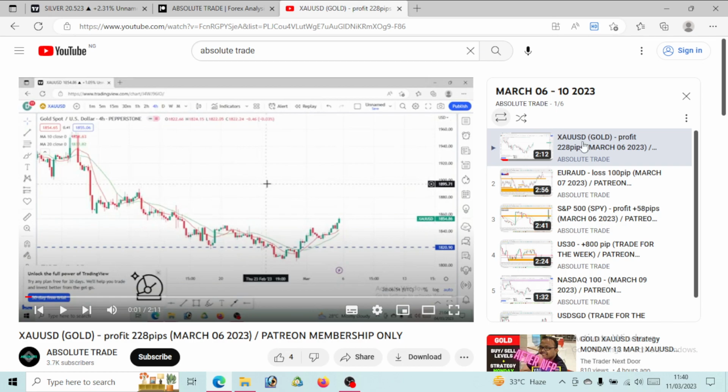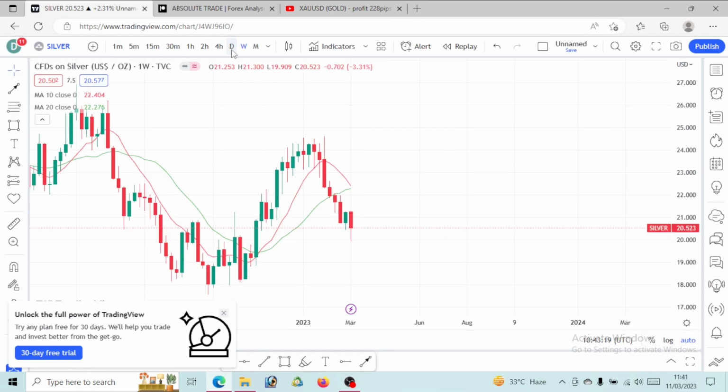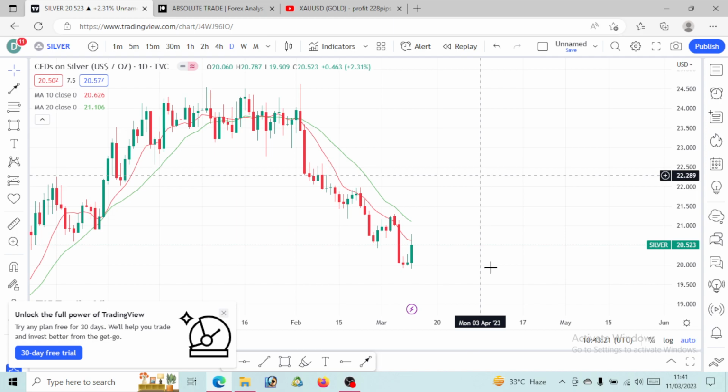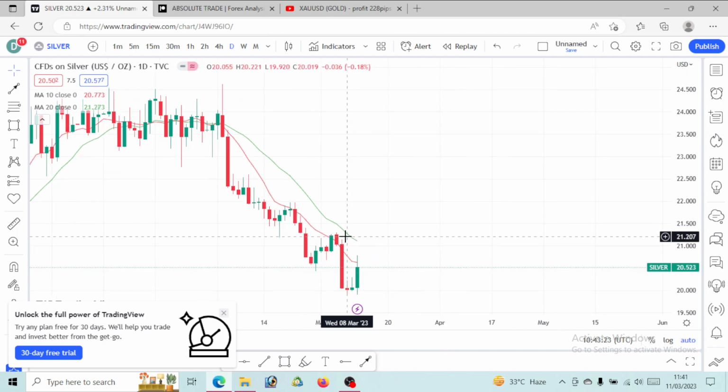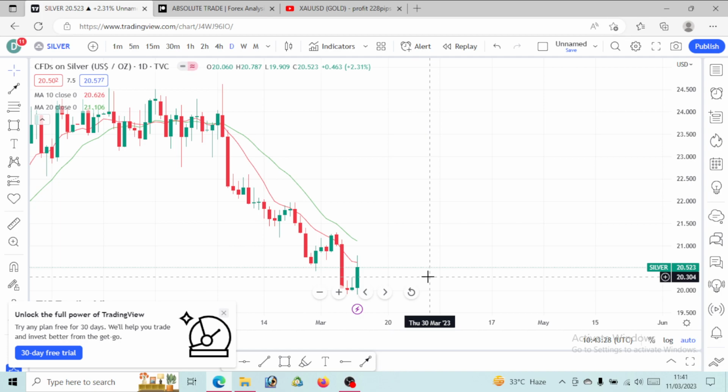So this is one of the trade we actually took on gold last week. You can see it on the March 6th. We actually grabbed about 200 plus pips. This was a massive movement on gold. We actually profited from it. When that gold dropped, same thing with silver. Silver actually dropped. Like I said, there's the same movement. We can see that on Monday and Tuesday gold dropped. Same thing with silver.